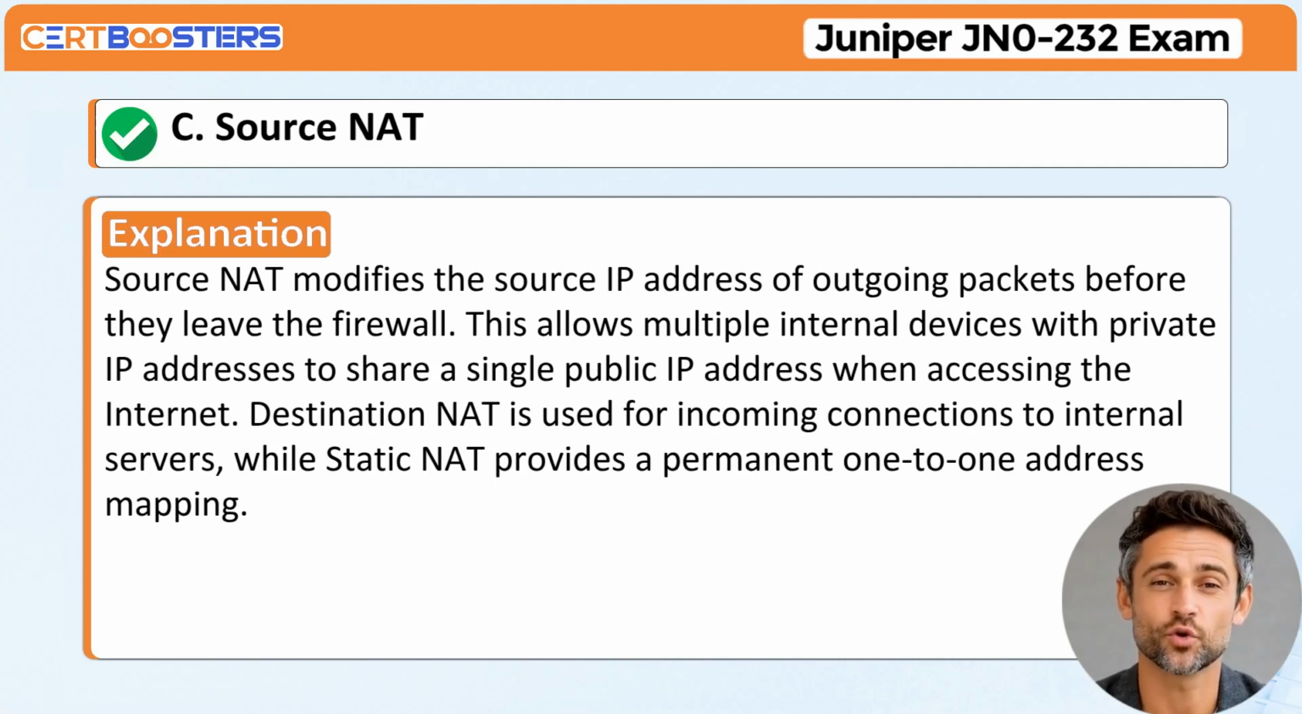Explanation. Source NAT modifies the source IP address of outgoing packets before they leave the firewall. This allows multiple internal devices with private IP addresses to share a single public IP address when accessing the internet. Destination NAT is used for incoming connections to internal servers, while static NAT provides a permanent one-to-one address mapping.